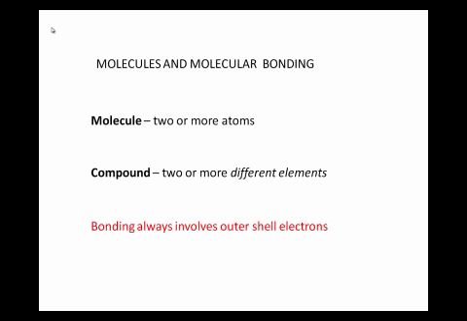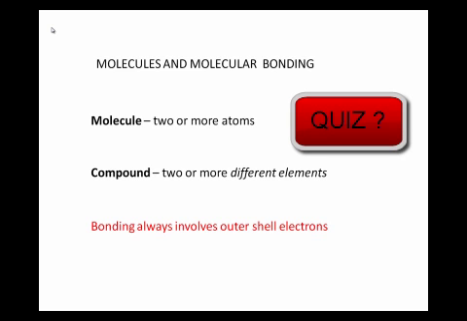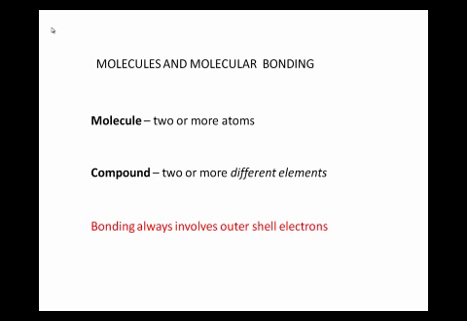We're going to look at some ways to make chemical bonds. Bonding only involves the outer shell electrons, as those atoms attempt to fill their outer shell. So it's only the outer electrons that are involved in reactions and in chemical bonds.